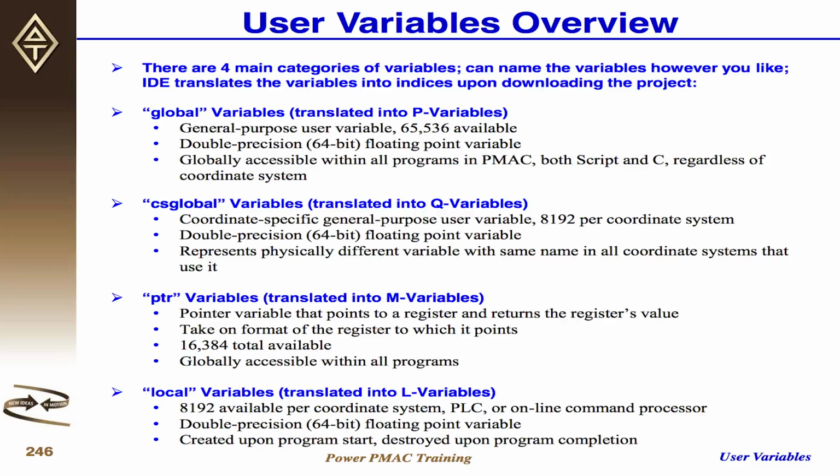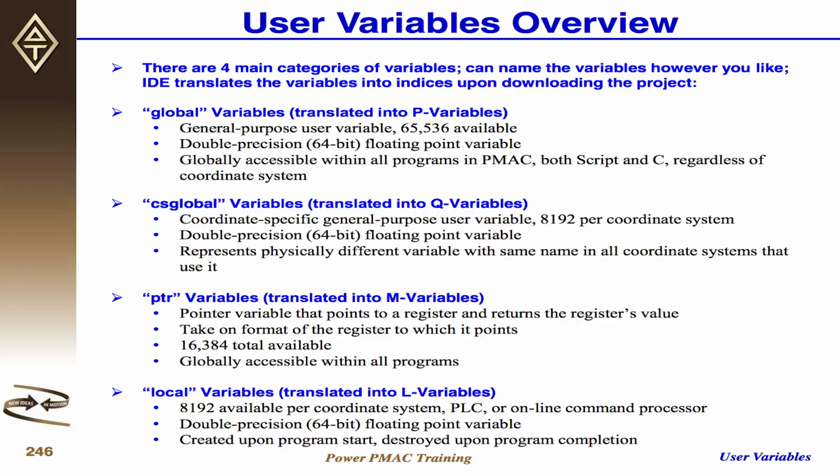The next one are coordinate system global variables. They are stored as Q variables. Again, they're double precision, so 64-bit floating point. And they are global to within a single coordinate system.